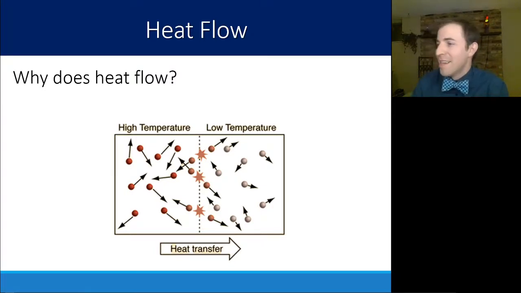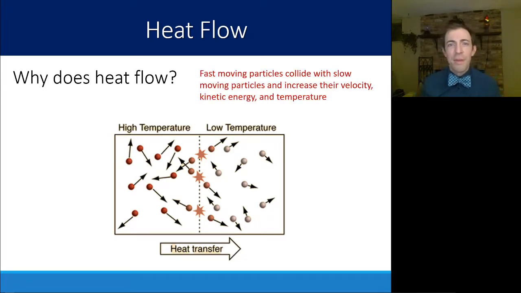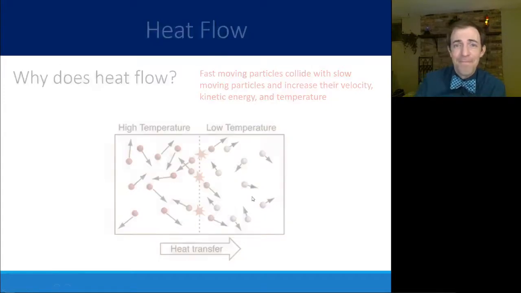In the process, these hotter molecules probably lose a little bit of their energy because it's transferring some of that energy and that momentum to the lower temperature molecules. So these fast moving particles, they collide and then they transfer it to increase the velocity of the object that is lower temperature, which then makes it hotter.